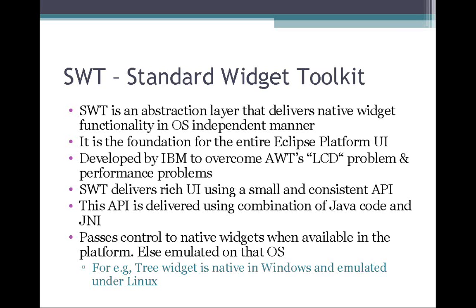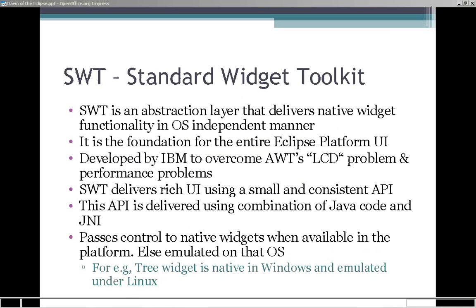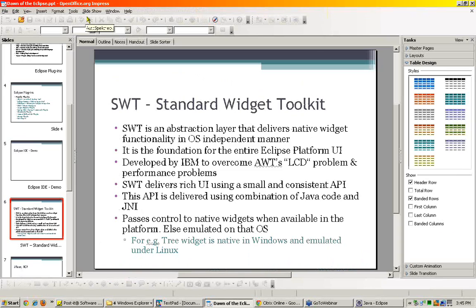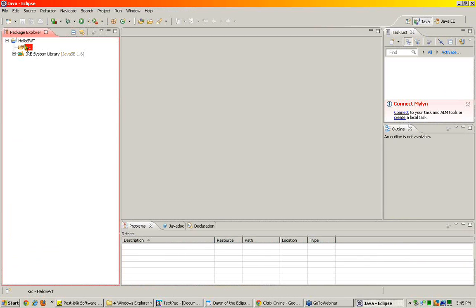So why that is required is that there is a lot of JNI, or the Java Native Interface code, that is there. So the control passes to the native widget through these JNI calls. So that's really a small distraction from what we wanted to cover on SWT, but that's just for your information in case you're curious as to how the control is being passed to the native widgets.